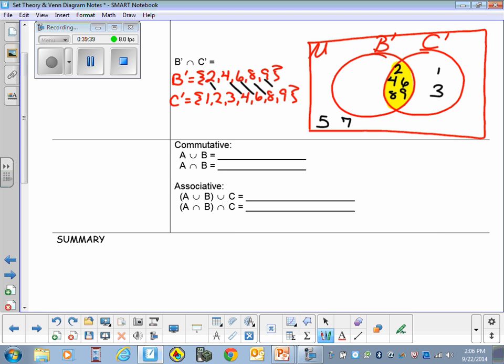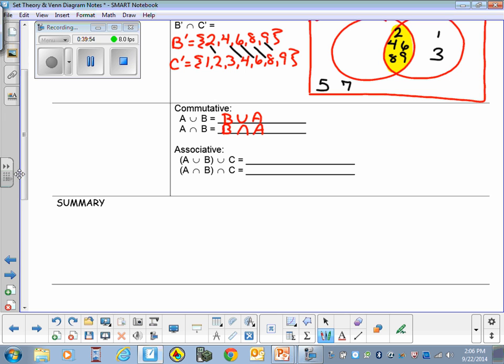Union and intersection are commutative. Whether you say A union B or B union A, A intersects B or B intersects A, same thing. It is associative, but it has to all be union or all be intersection. You can't mix and match. So you can't combine union and intersection and group the parentheses differently. So I can have A union B union C, and A intersect B intersect C.